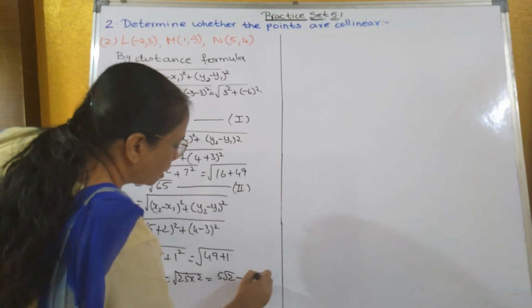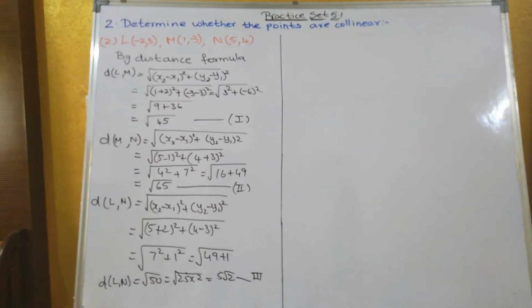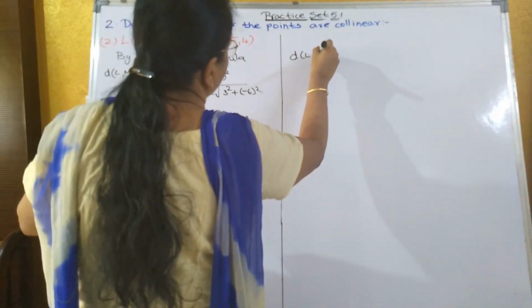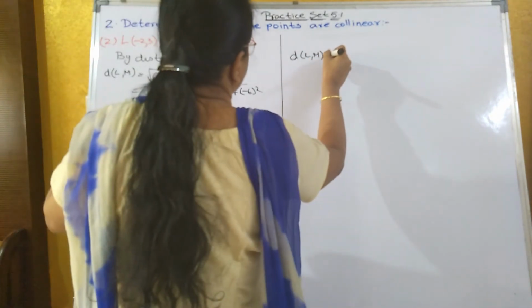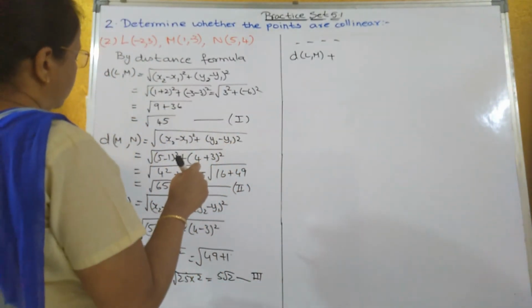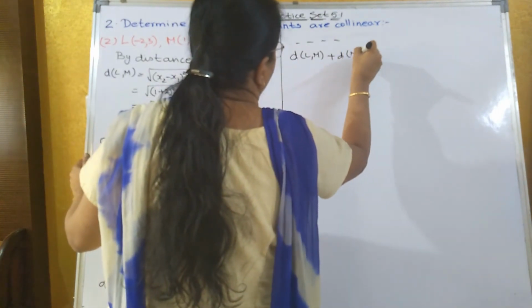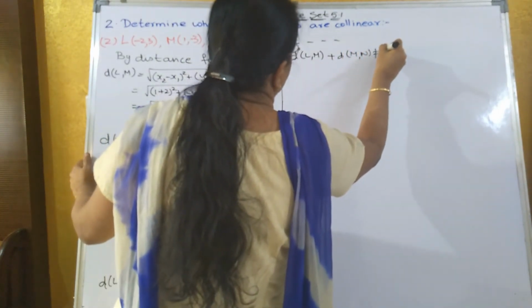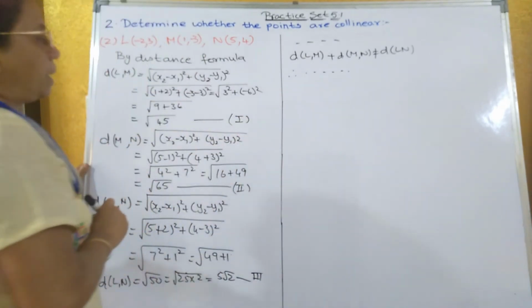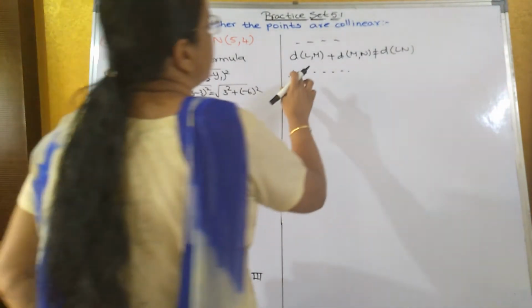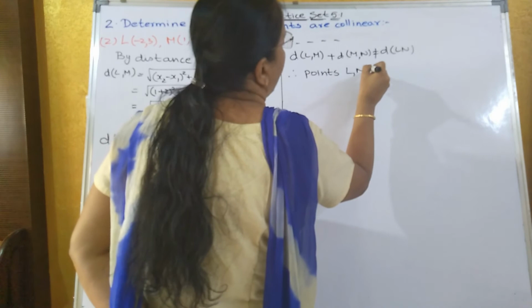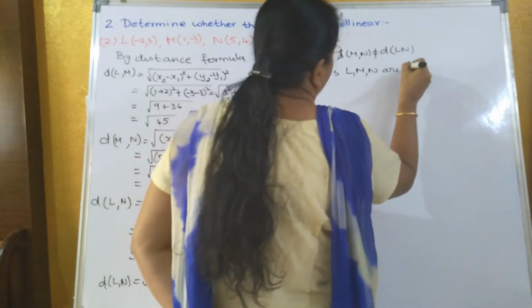Then let this be 3. So from 1, 2 and 3 what do we get? That distance LM, none of them, if you add, you won't get the third one. By adding two of them you are not getting the third one. So write down the steps from 1, 2 and 3. Distance LM plus distance MN is not equal to distance LN. Therefore, points L, M and N are not collinear.